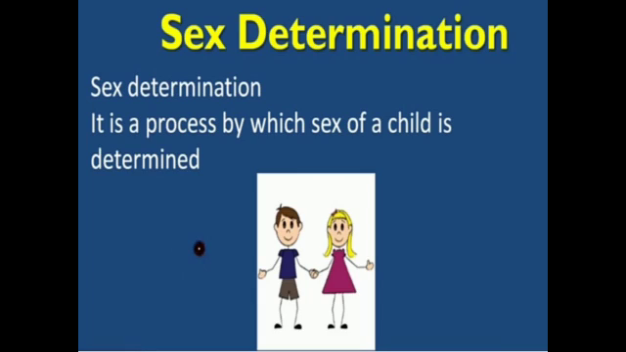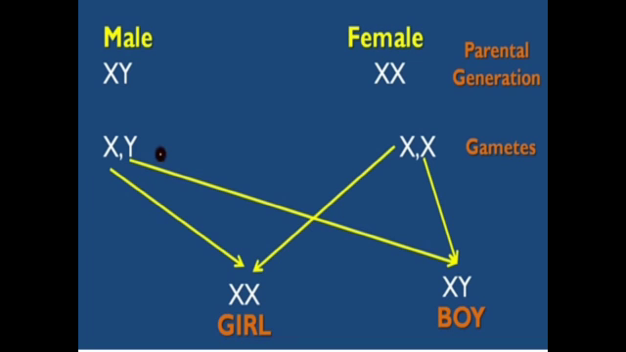They are thread-like structures, and these chromosomes are present inside the nucleus of every cell. This is the most important thing that you have to remember: chromosomes are thread-like structures and they are present in the nucleus of every cell. All human beings have 23 pairs of chromosomes in the nuclei of their cells.